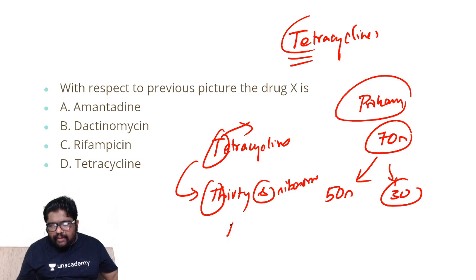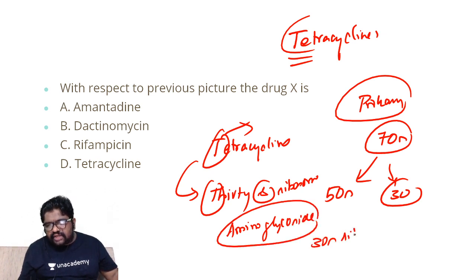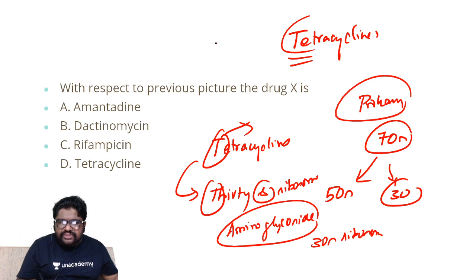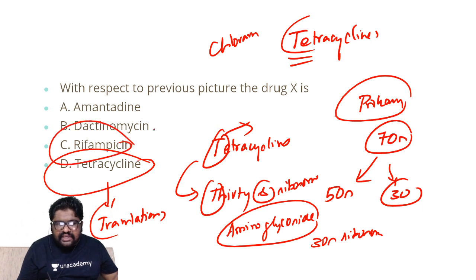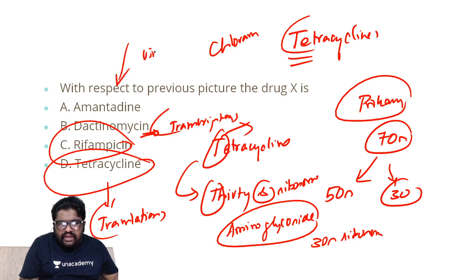Also, aminoglycosides bind to your 30S ribosome, while chloramphenicol attacks your 50S ribosome. So when we speak about tetracycline, it is a drug that inhibits translation. Rifampicin and actinomycin will inhibit transcription, while amantadine is a drug that blocks viral penetration and uncoating.